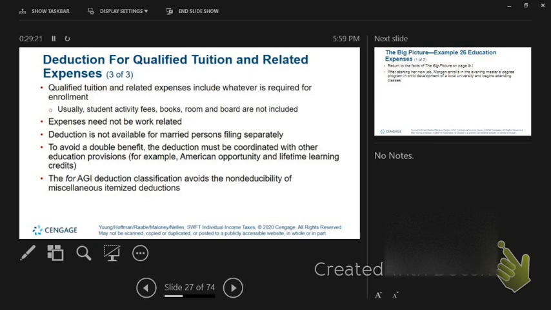So whatever is required for enrollment, this does include activity fees. It's expenses not related to anything with work. You cannot be married filing separately. You've heard this for a couple things. To avoid the double benefit, you cannot take the credit and the deduction. People have tried to do that. And the for AGI classification avoids the non-deductibility of miscellaneous itemized deductions.